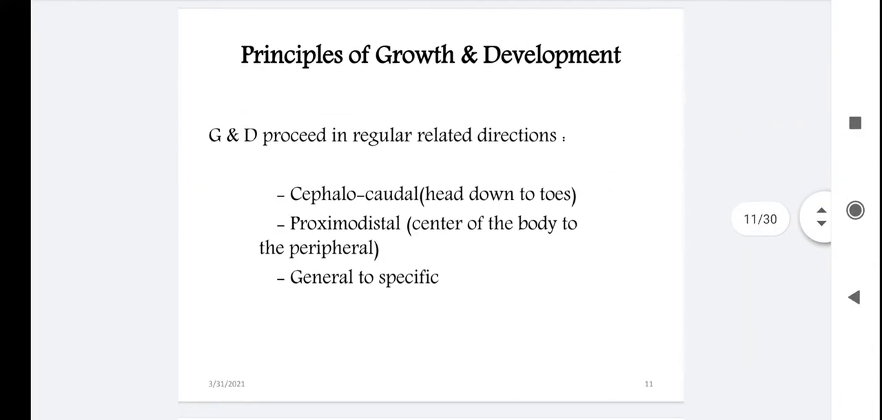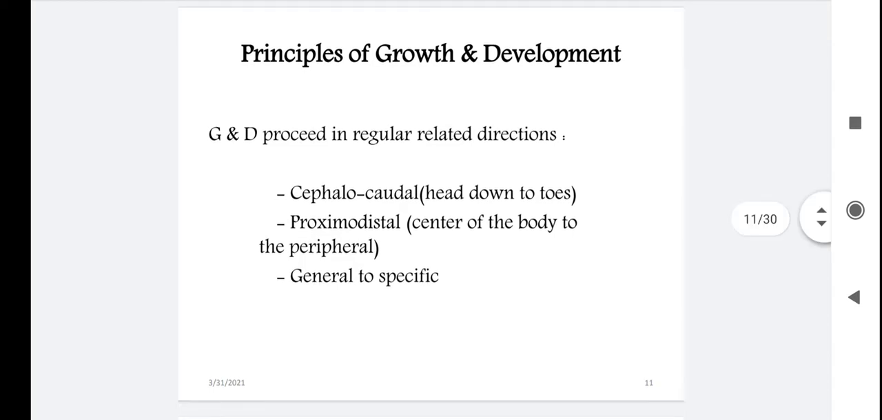Principles of growth and development. Growth and development proceed in a regular, related direction. So they follow cephalocaudal, head down to toe, or proximodistal, center of the body to the periphery, or general to specific.